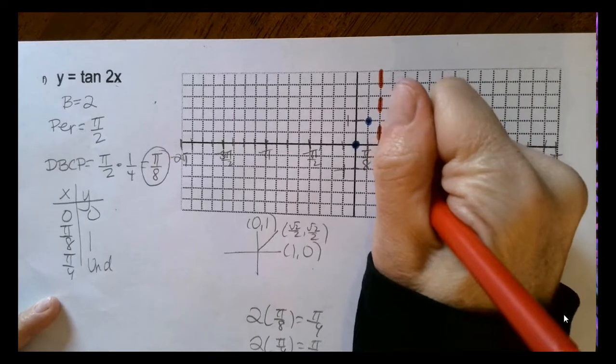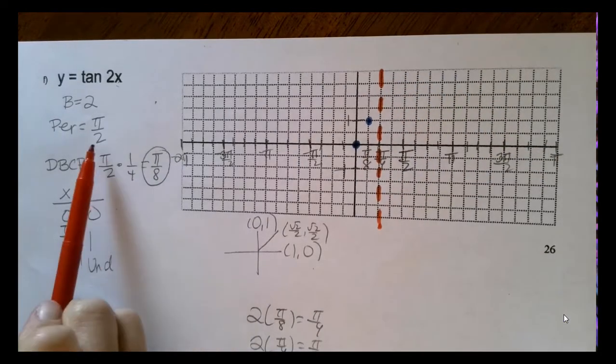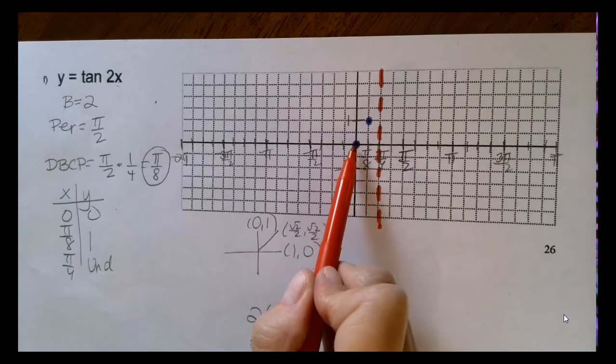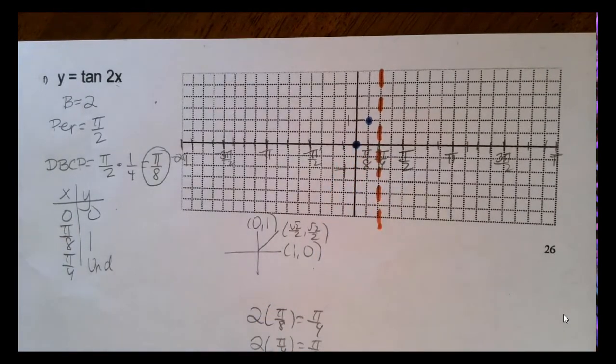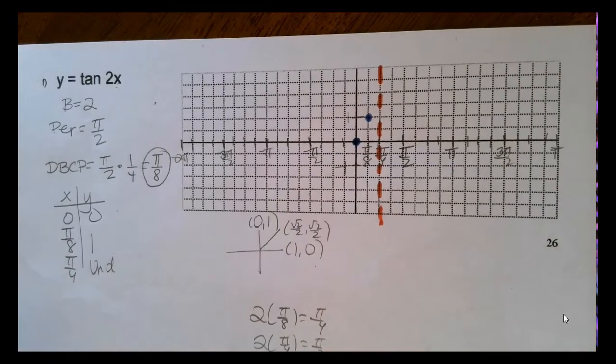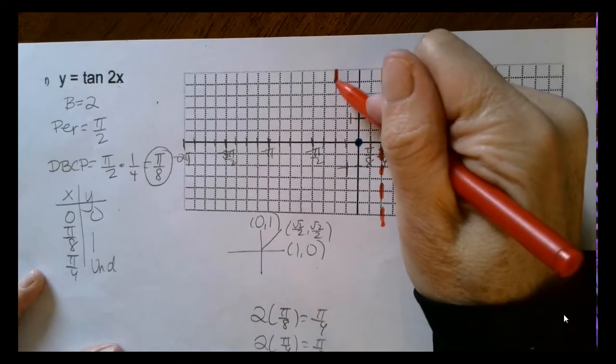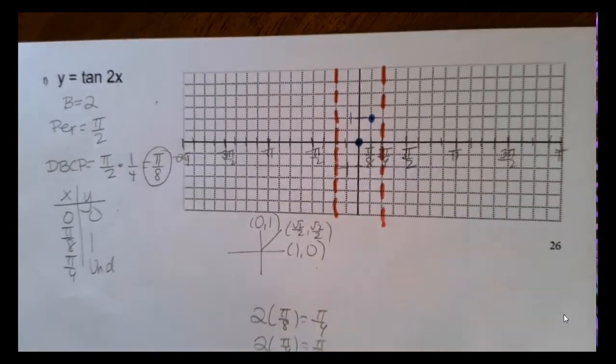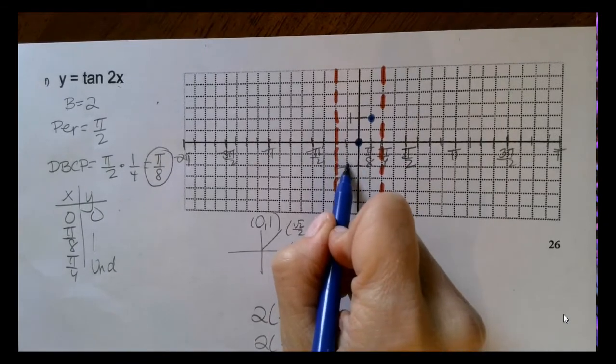Now, remember that the period is pi over 2. So that means it's going to repeat itself every pi over 2. Well, this is already pi over 4 over. So if you go to the left, I know the next asymptote is going to be at negative pi over 4, which is 2 over. So what you want to do is just copy the pattern. And notice this is negative pi over 4. I know that's going to be at negative 1.